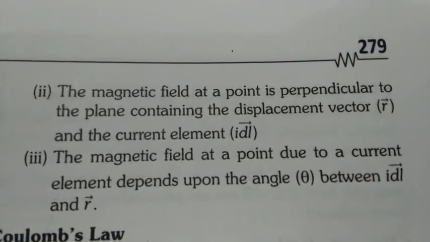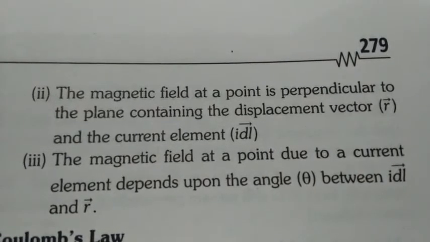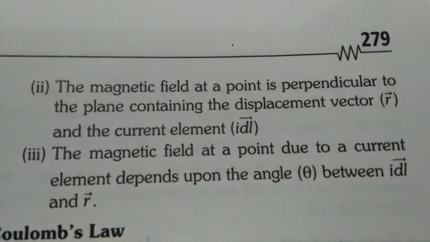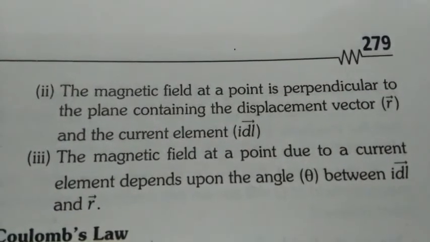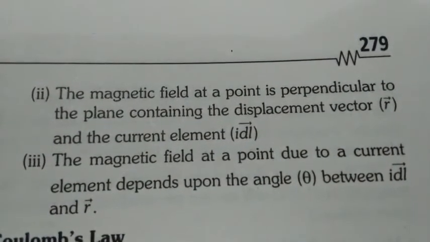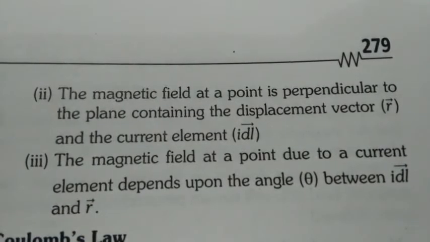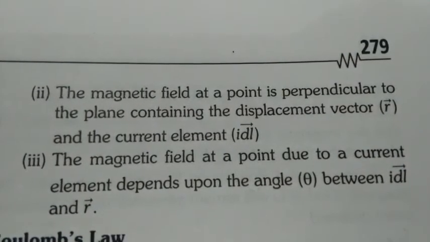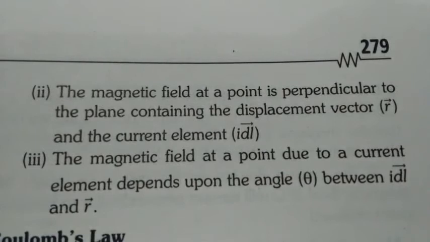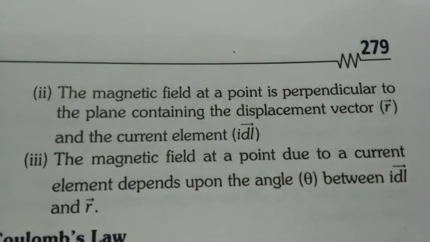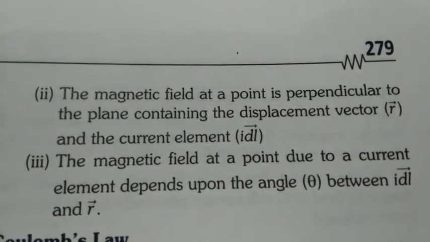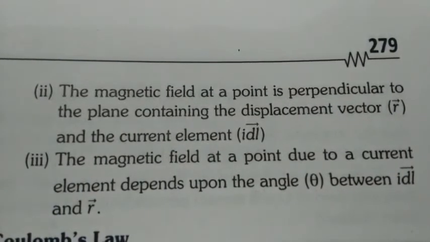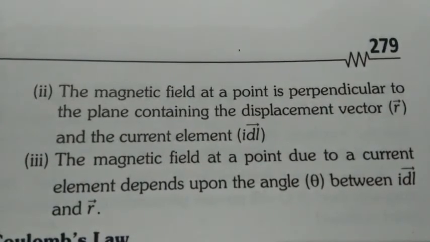Then the second point: in Biot-Savart law, the magnetic field at a point is perpendicular to the plane containing the displacement vector and the current element. Suppose on a paper we take the displacement vector and the current element, then the direction of the magnetic field will be such that you can imagine it is coming out from the paper.